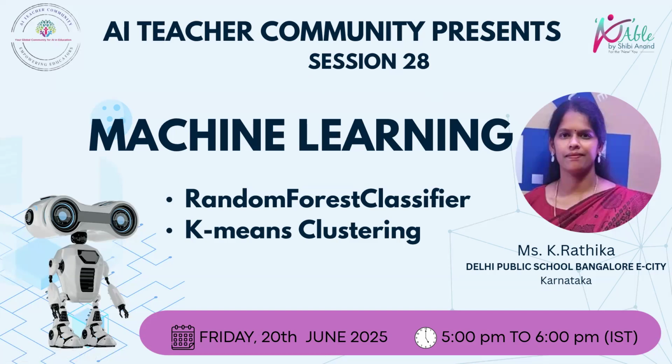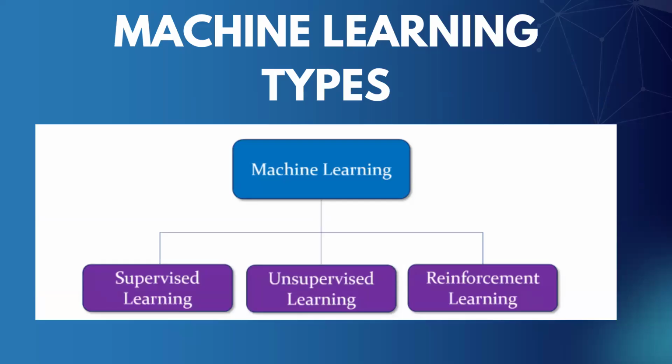So in today's session, I will be discussing the basics of machine learning, and we are going to see through a real-time project how to use these machine learning algorithms. I have used the random forest classifier and the k-means clustering algorithm. Those who are already teaching grade 9 and 10 AI might be aware of the machine learning types. In AI, we have two types: one is the rule-based and the other is the learning-based approach. Under learning-based, we have two types, which are machine learning and deep learning. In today's session, I'll be covering machine learning.